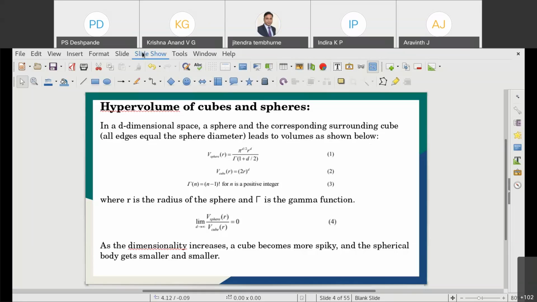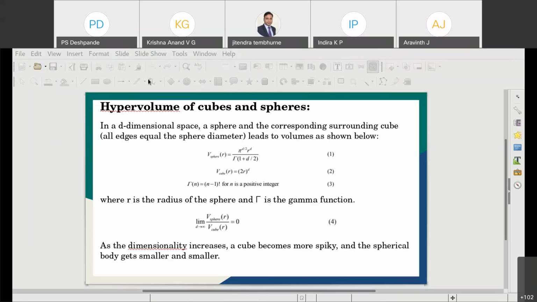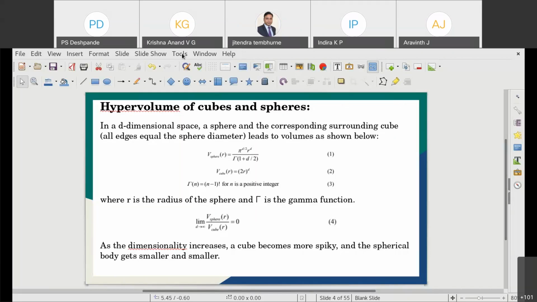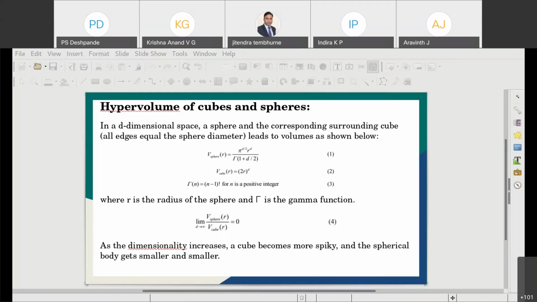I will just check it. Okay, now it is visible. Yes, sir. Actually, what is happening when I'm using the full screen, right? There may be some connectivity issue with the WebEx. Okay, but just check it.